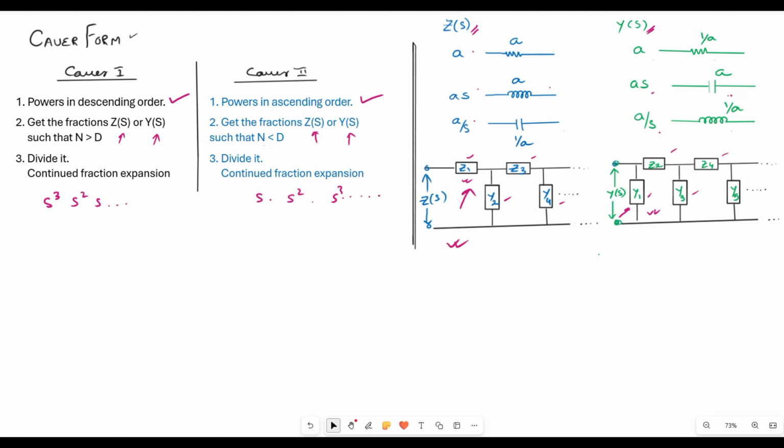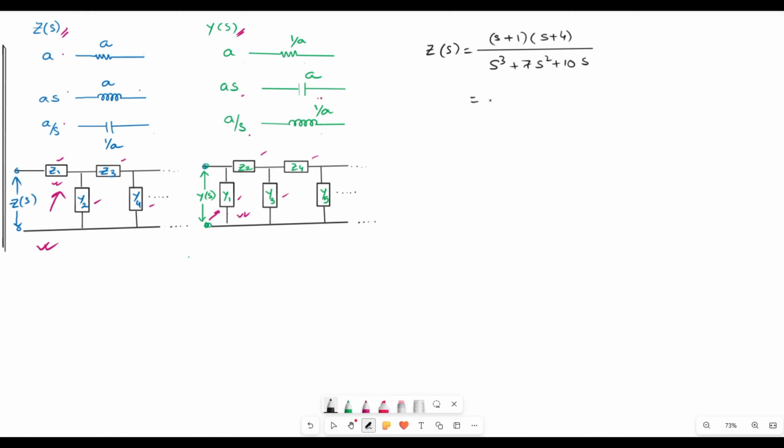Let's take a numerical and see how this can be realized. This is the function Z(s). Now let us break the numerator and see what we get. After breaking, we get s square plus 5s plus 4. In the numerator, we already have s cube plus 7s square plus 10s.